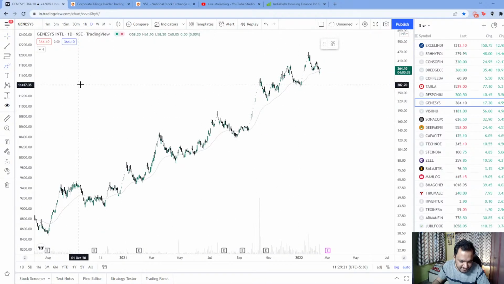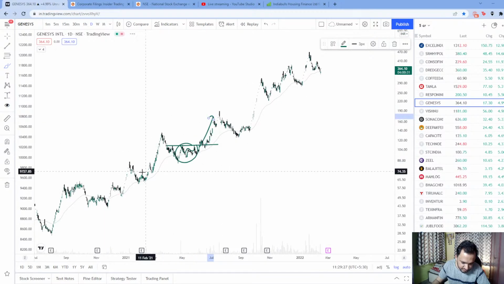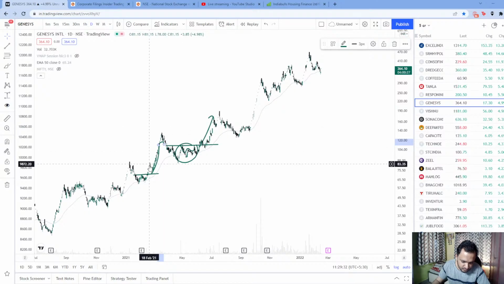They give very clean structures. Look at this, very clean VCP right here, and they move in one direction. All right, they move in one direction. So if you see a 5% circuit stock with a lot of volume, trade those.